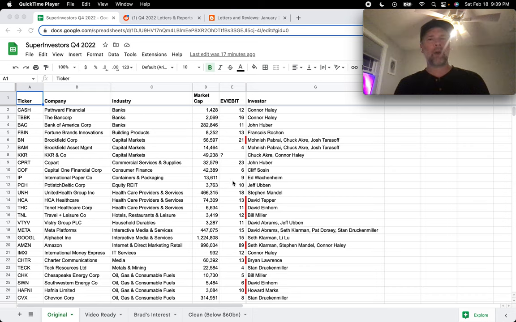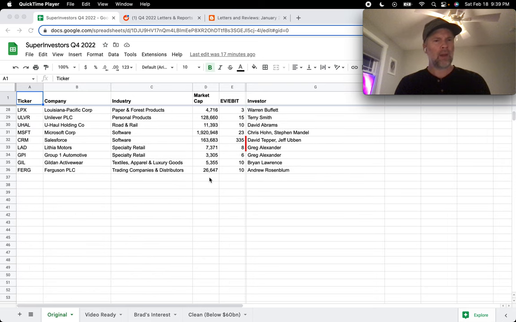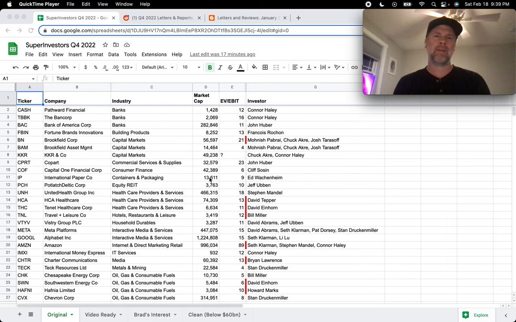And I came up with these companies. This is the first iteration spreadsheet that I came up with. There are 35 companies in this list. I've got the ticker, company name, what industry it's in, market cap, EV to EBIT, and which investor or investors either bought this position new or added to it significantly in the fourth quarter of 2022. So again, this was just the first iteration.